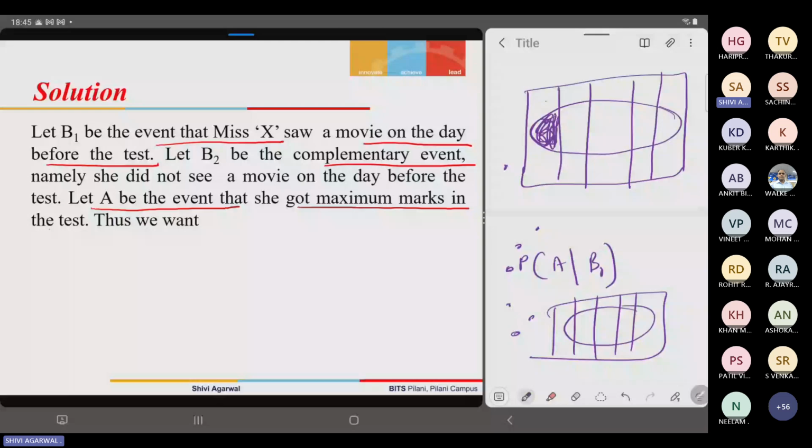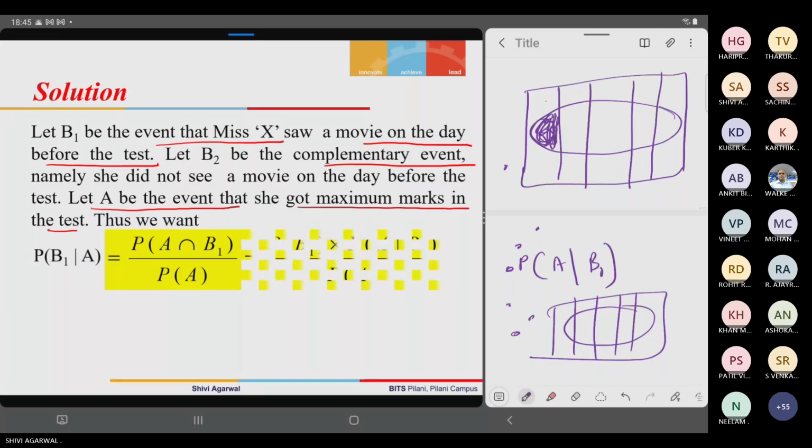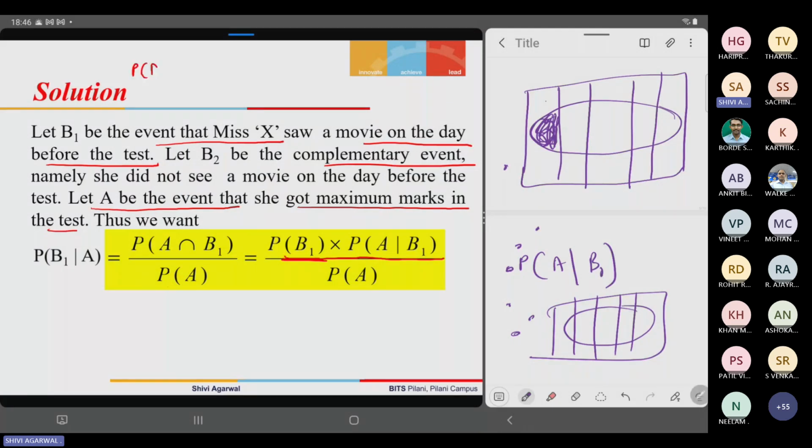Thus, we want the probability of B1 given A that we are finding, and by using the Bayes theorem, this formula is probability of A intersection B1 divided by probability of A. Now, can you tell me how we can find the probability of A? Probability of A intersection B1 is the probability of B1 multiplied by the probability of A given B1. And probability of A, just tell me what is the probability of A.